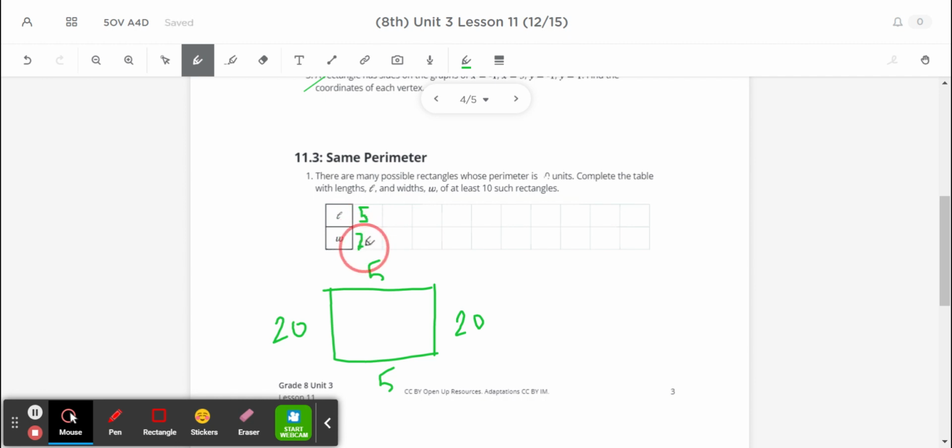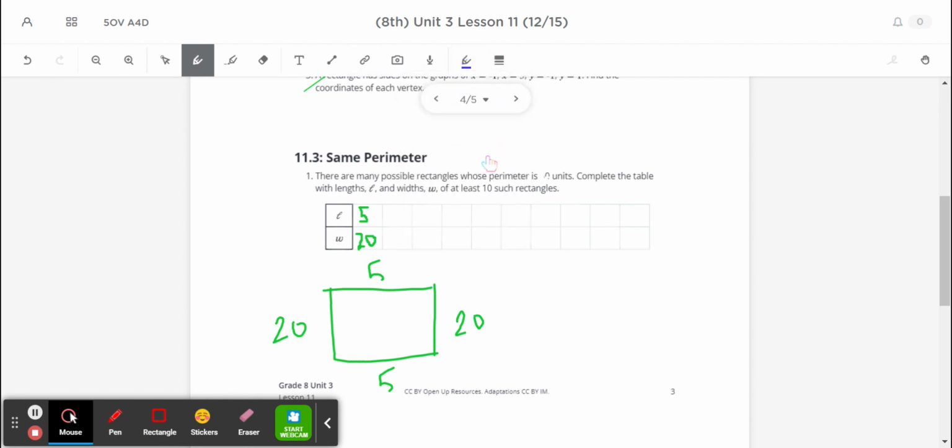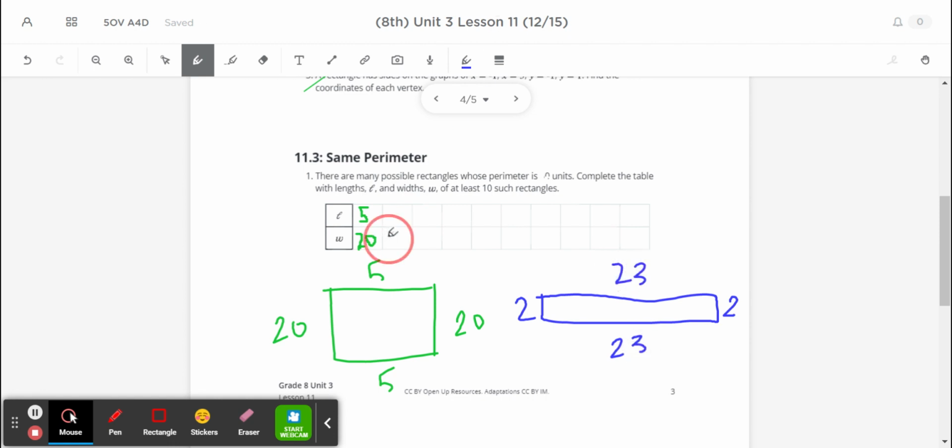But I have the length twice, right? Because it's a rectangle, and I have the width twice. And so even though 5 and 20 add up to 25, the total perimeter, the distance around the shape, adds up to 50. Let's do one more example. I could have a really long, thin rectangle where the side lengths were 2 and 2, and then I have 46 units left, and so I would need to have 23 and 23. And so the width would be 23, and the length would be 2.